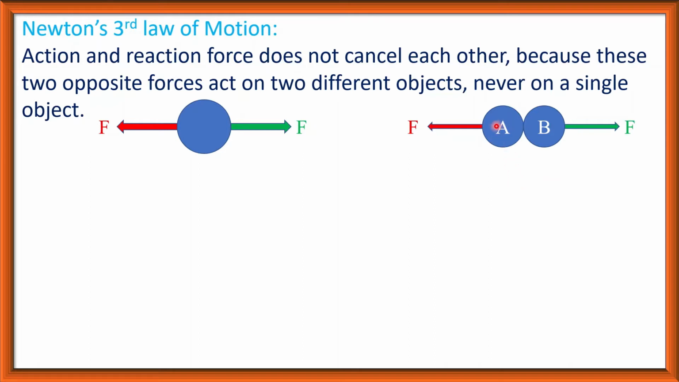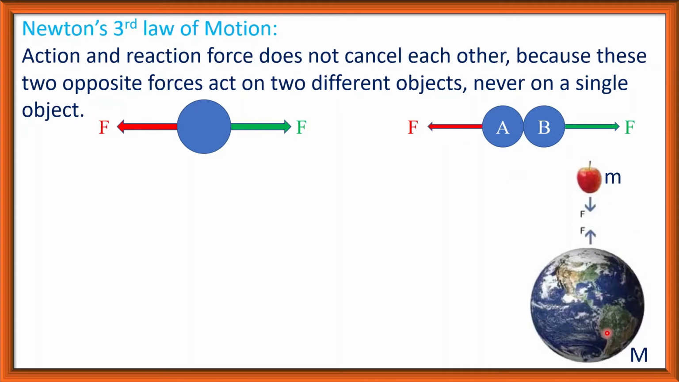That is, A object applies force on B object. This is the action force F, and according to Newton's third law of motion, B object will also apply force on A object, and this force is this F. So these two forces act on two different objects, so they cannot cancel each other.